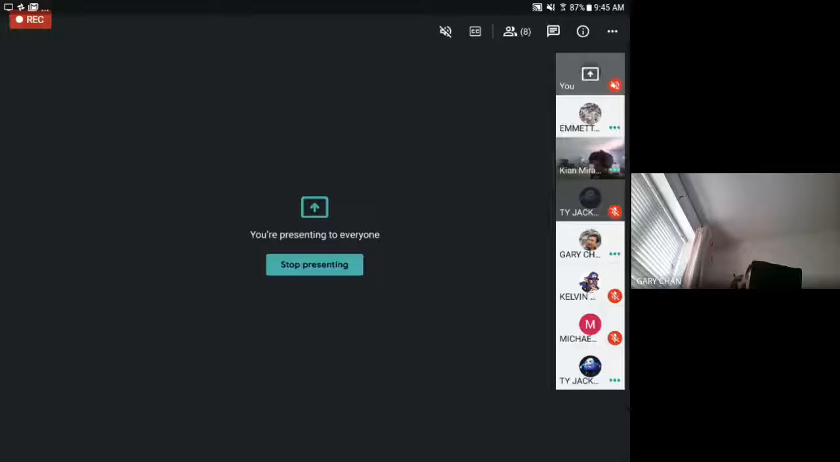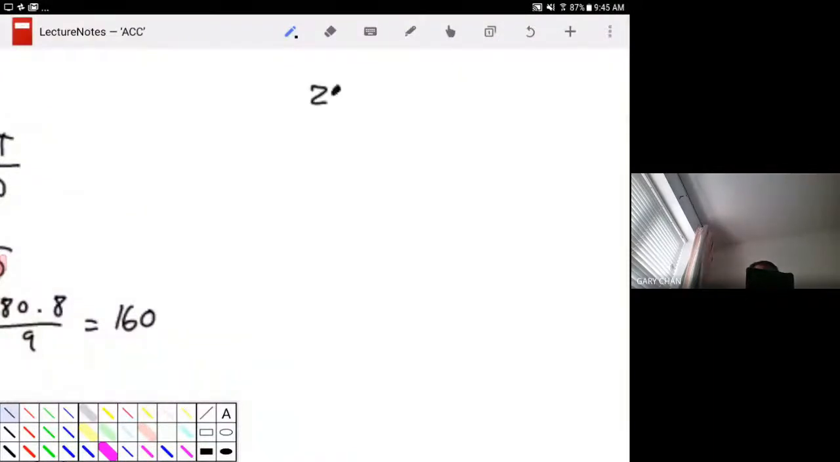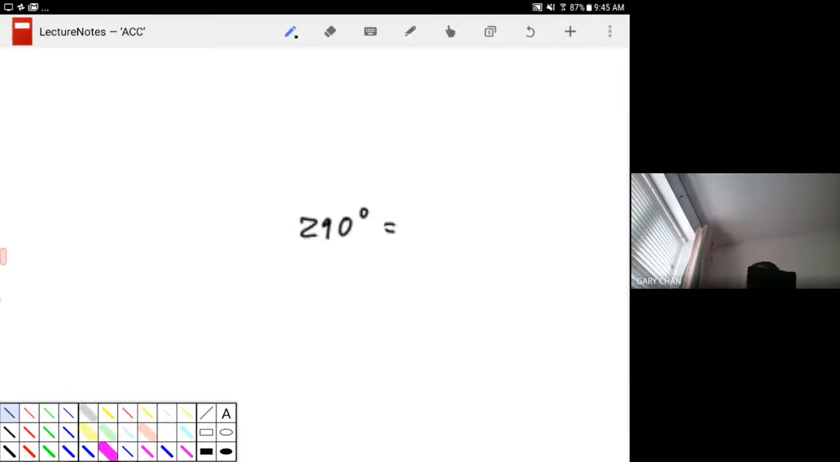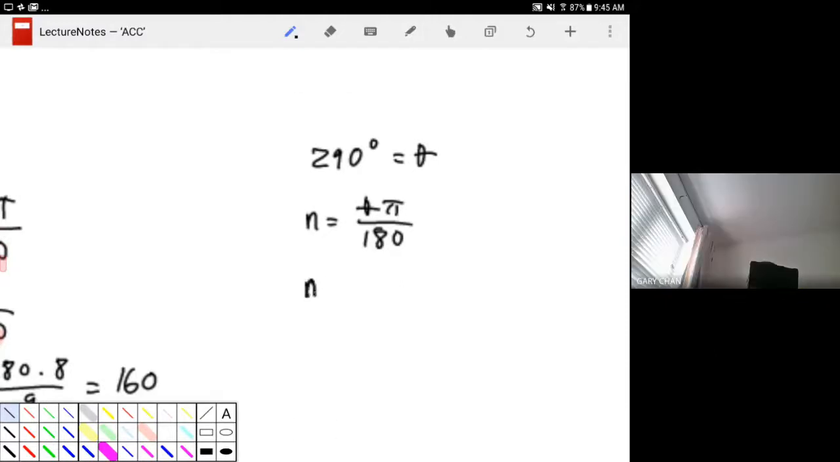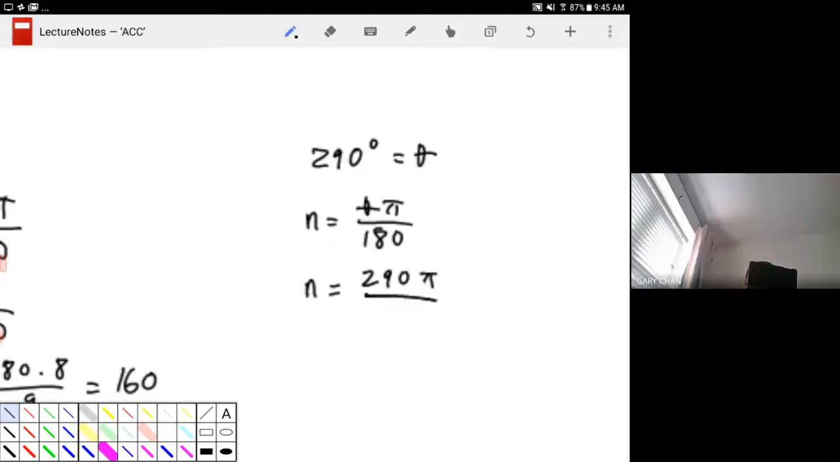The next thing here says convert 290 degrees into radians. So let's do that really quickly. Right now, you're given 290 degrees. Is that n or is that theta? That is theta. Nice. And then the formula says n is equal to theta pi over 180. Can you help me with the substitution? So 290 pi over 180.